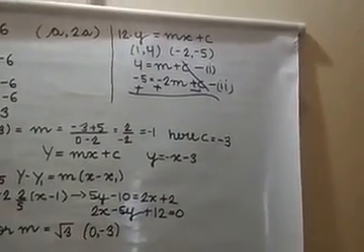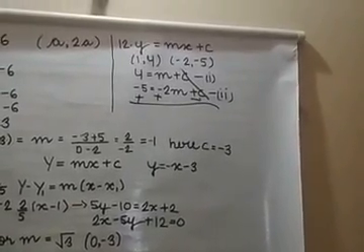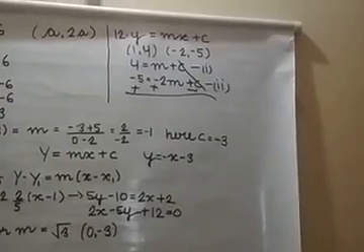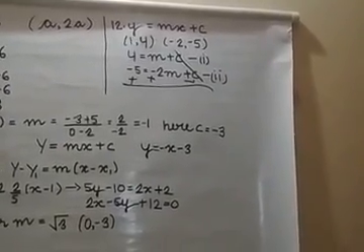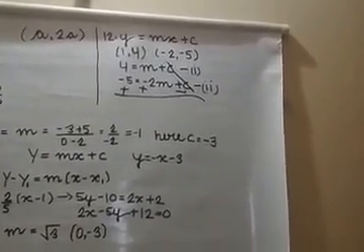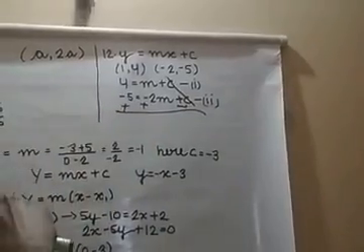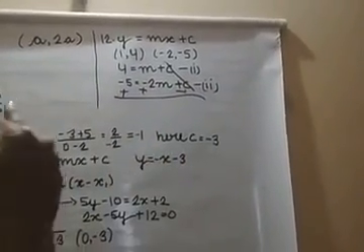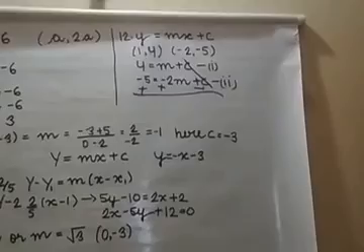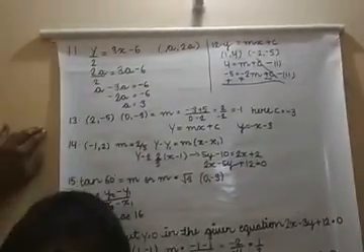After calculating the value of m, m will be 3. Put the value of m = 3 in equation number 1, which you have already done in class 9. By putting m equals to 3, shift that 3 to this side, so you will get c equals to 1. Now question number 13.